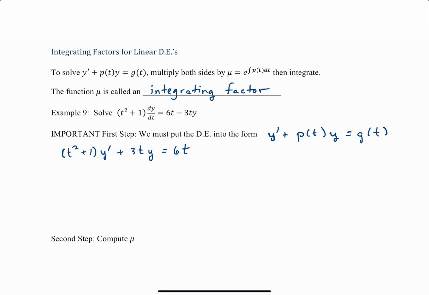I also need to make sure that the y prime doesn't have anything multiplying it. So let's divide out the t squared plus 1. Remember, we have to divide both sides of the equation, and also on the left-hand side, remember that t squared plus 1 has to divide each term. So it cancels out the t squared plus 1 on the y prime, but we're going to have a t squared plus 1 in the denominator for our y.